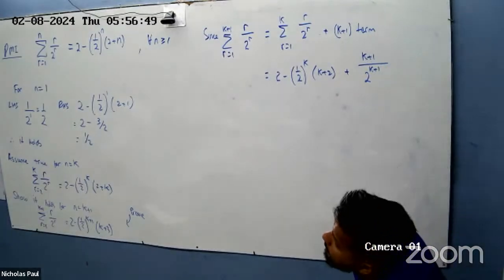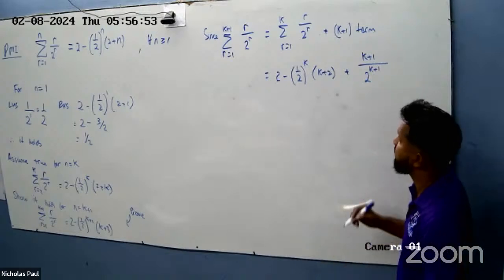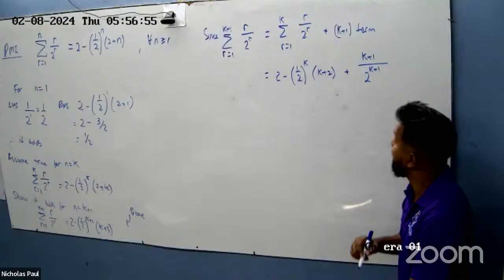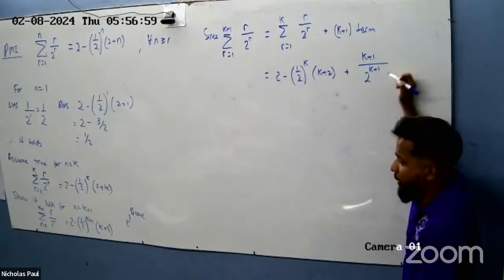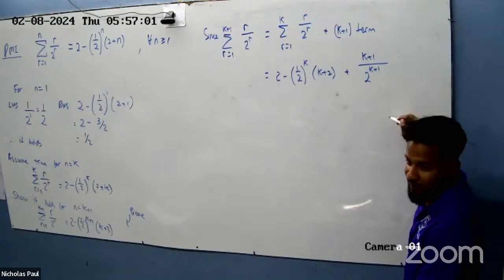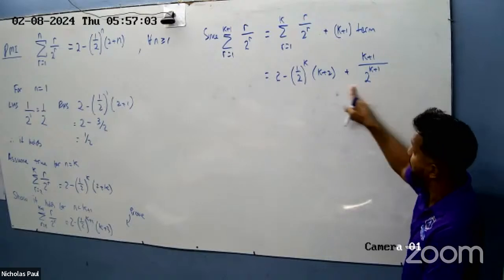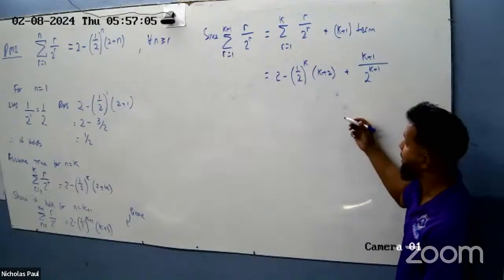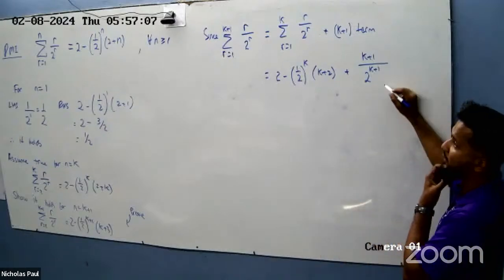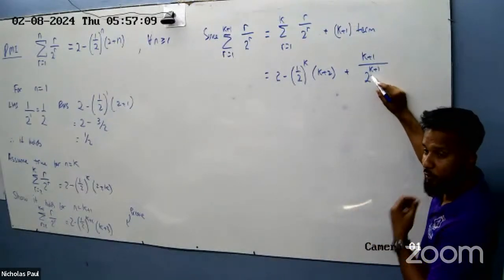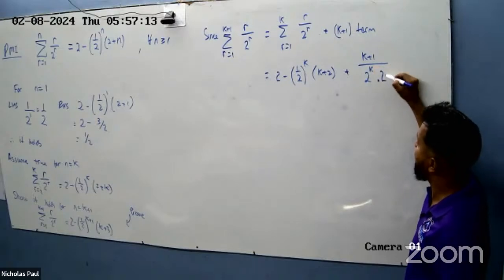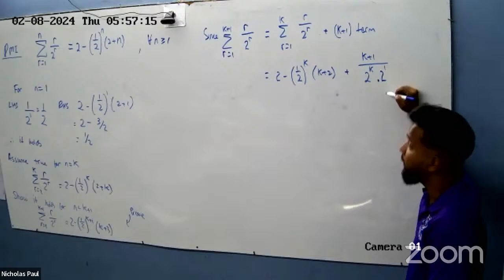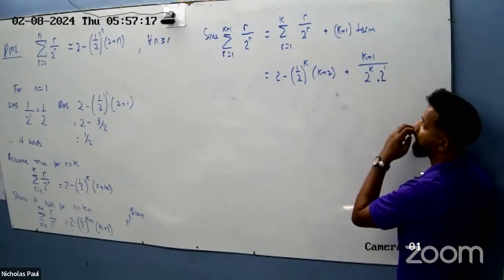What we're going to do here? Any ideas how we get started? We have a 2 already. We can probably factor out a half from here. So before we factor out a half, 2 to the k plus 1 is the same as what? 2 to the k by 2 to the 1. So we can factor out a half.